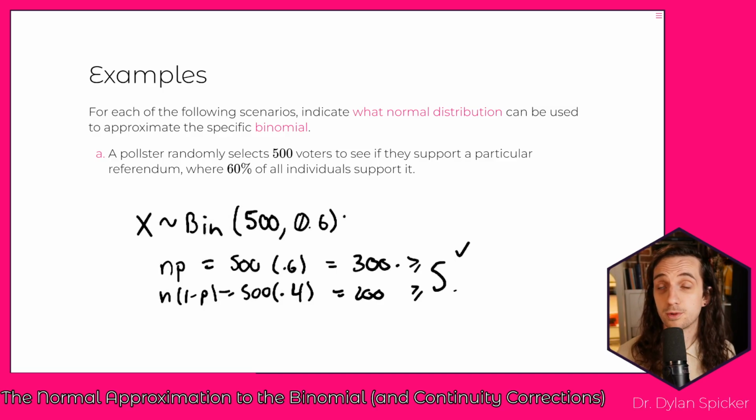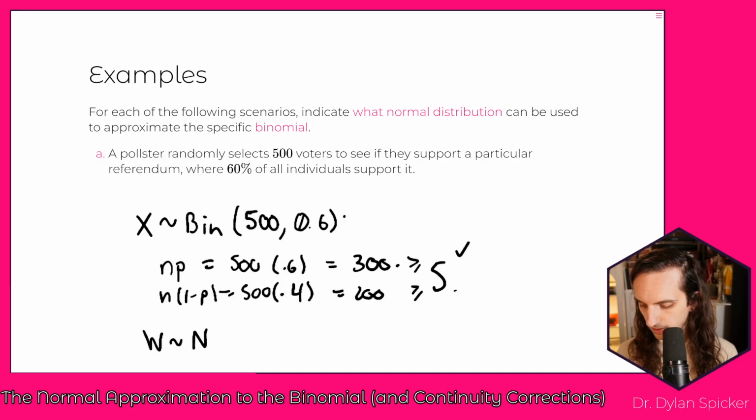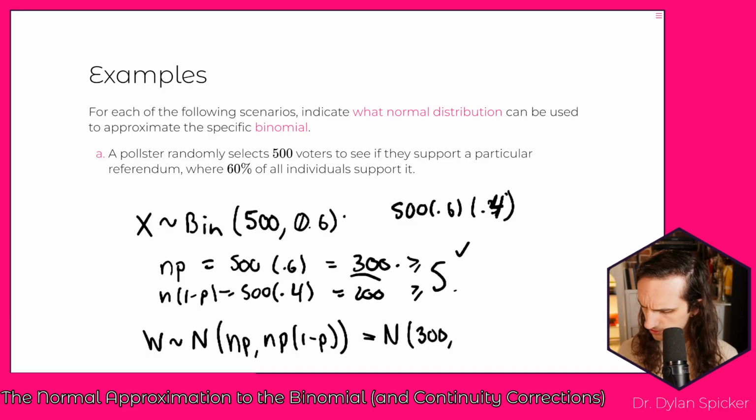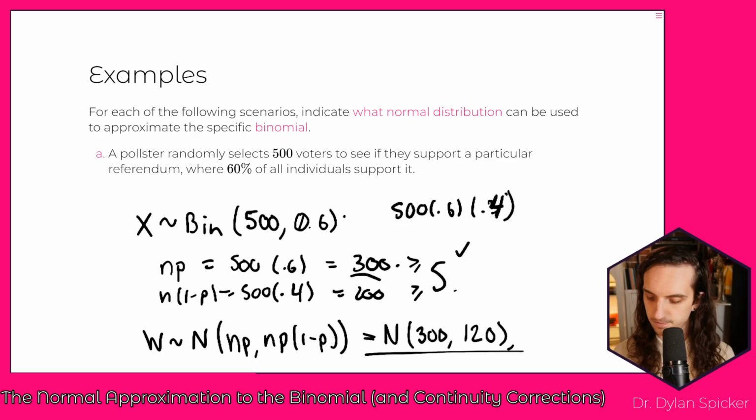So once we know we can use a normal approximation, the question becomes, which normal do we use? And we would take W to be a normal. The mean should be n times p, and the variance should be n times p times (1 minus p). We know n times p is 300, so that's going to be a normal with a mean of 300. And then the variance is going to have to be 500 times 0.6 times 0.4, so n times p times (1 minus p). And so then you're going to have 300 times 0.4, which I think is 120. And so this is the normal distribution that we're going to use there.